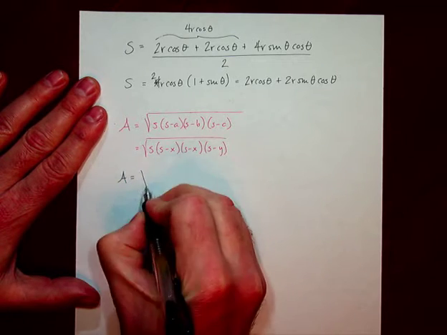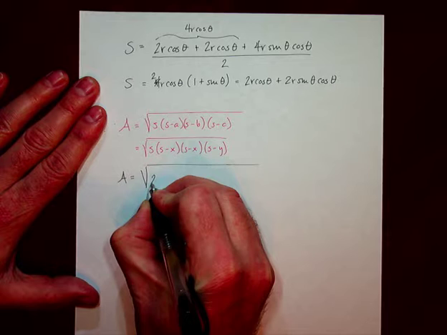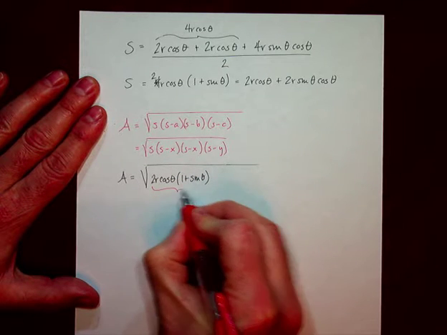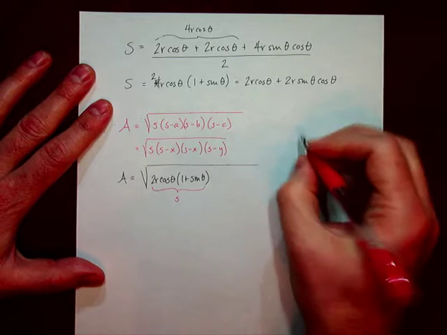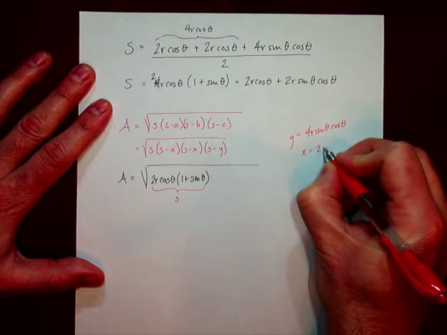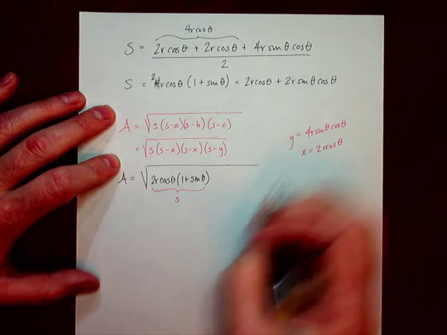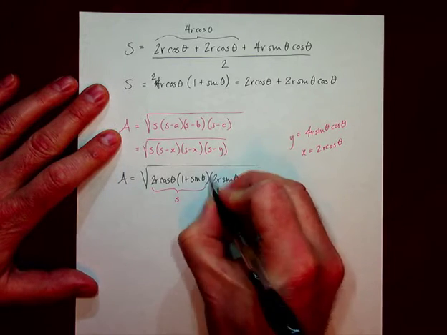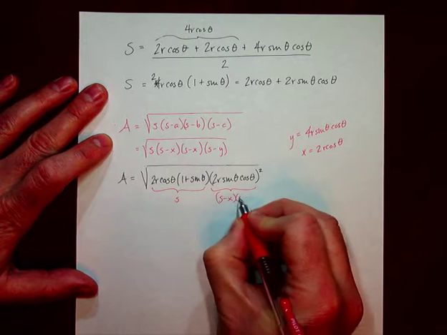So our area is going to be the square root, okay, of, and let's go ahead and do the s in factored form. So 2r cosine theta and 1 plus sine theta. So this right here is my s. Now s minus a, or s minus x. Now remember x, I'm going to go ahead and write them over here so we remember. y is 4r sine theta cosine theta, and x is equal to 2r cosine theta. So if I was to actually subtract x from this version, s minus a is just 2r sine theta cosine theta. Okay, twice, because obviously s minus x is squared.